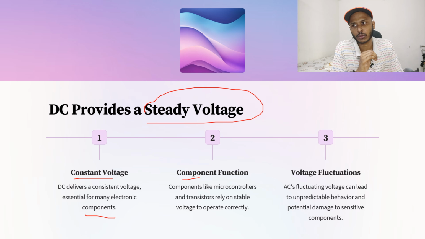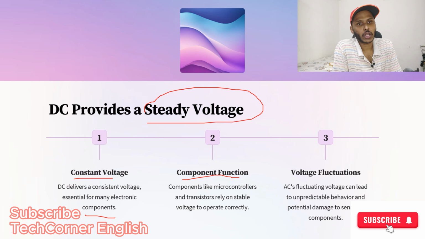And the second one is component function. That's what I told you. Components like microcontrollers, PLC programming and transistors actually require a stable voltage to operate correctly. Otherwise, you know these are all highly sensitive devices. Even a small fluctuation in the power can erase the data on them. So we need a precise, consistent voltage. That is provided by DC, not by AC. So that is also another reason.